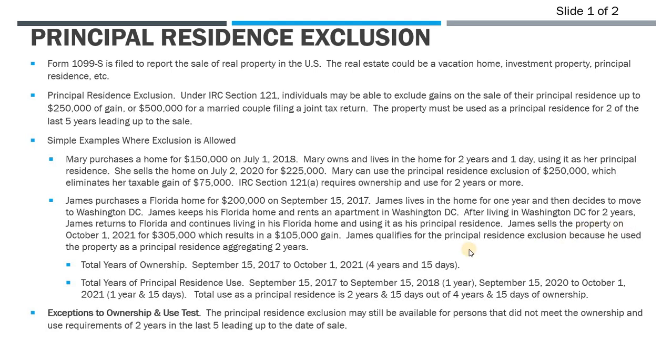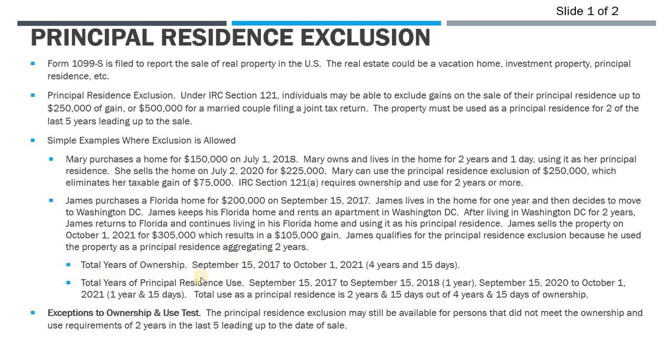Now, if James sells the property in October 2021 for $305,000, the total gain is $105,000. Will James get the qualified principal residence exclusion? And the answer is yes, he will. And this is because he's owned the property for all these years, but he also used it as his principal residence, aggregating at least 2 years or more.